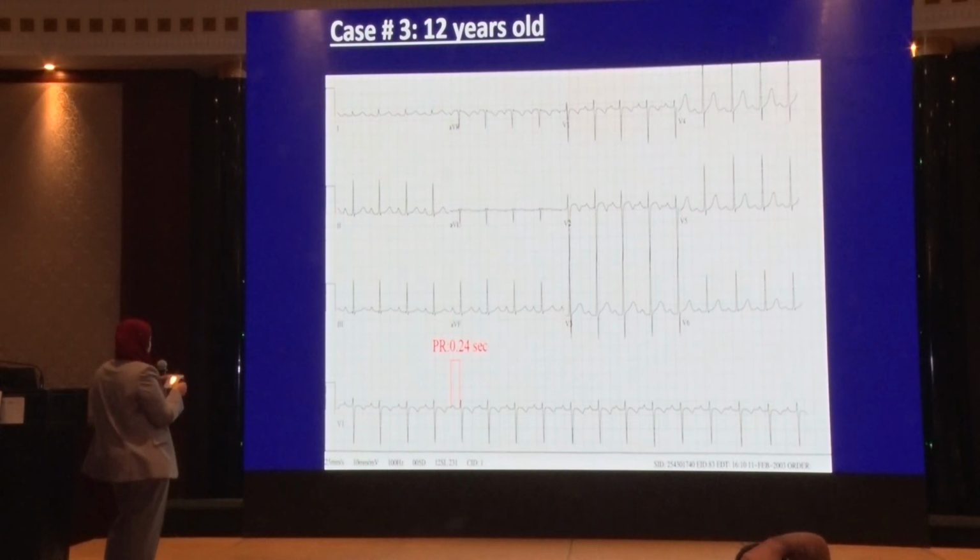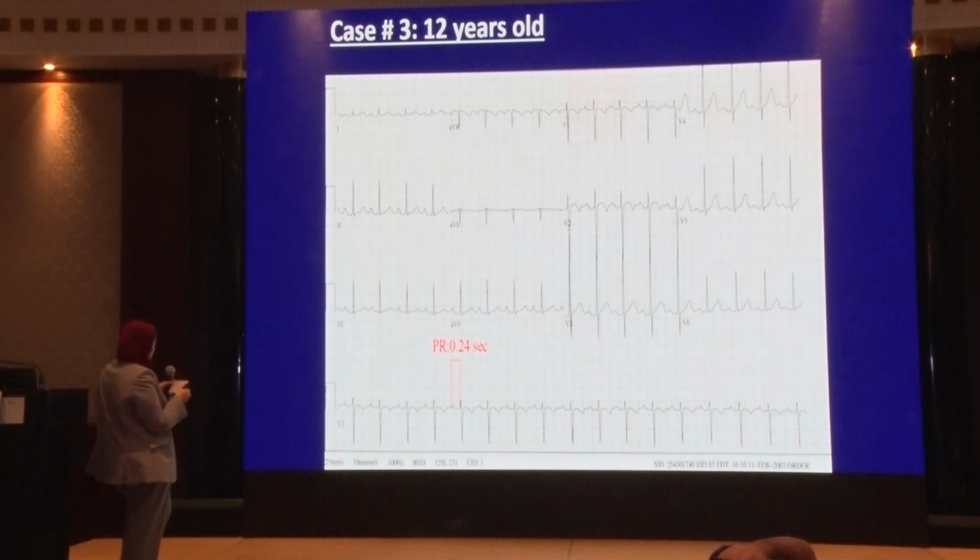Okay, then we go to the axis. It's positive in 1 and positive in AVF, so the QRS axis is normal. Then we go to the rhythm. The P is positive in V1, lead 2 and AVF and negative in AVR, so this is normal sinus rhythm. Then I see the P waves.